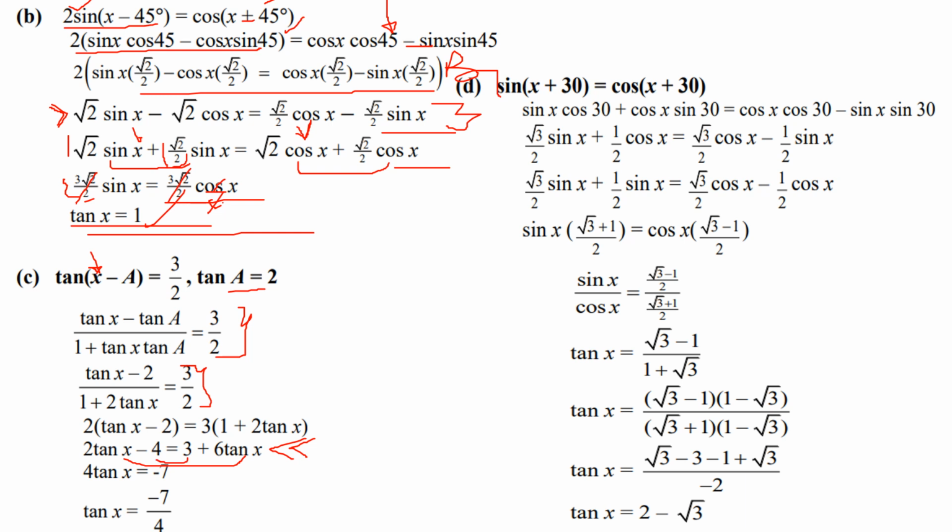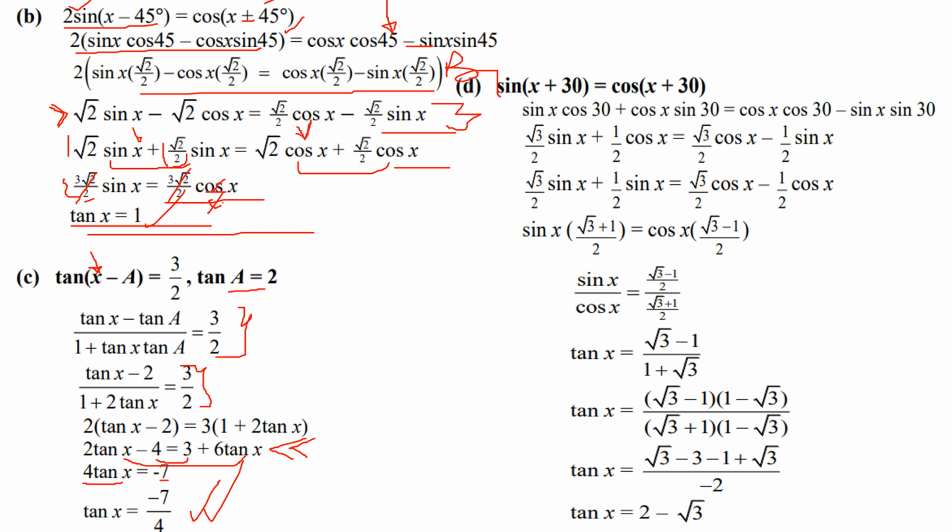So this will be -4 minus -3 to end up with -7. Now this will be 6 tan x plus 2 tan x minus 2 tan x, you end up with 4 tan x. So remain with tan x being equal to -7/4. And I've already taught you how to find angles in this channel, which was the first video. So review it and you see how you can find all these angles.